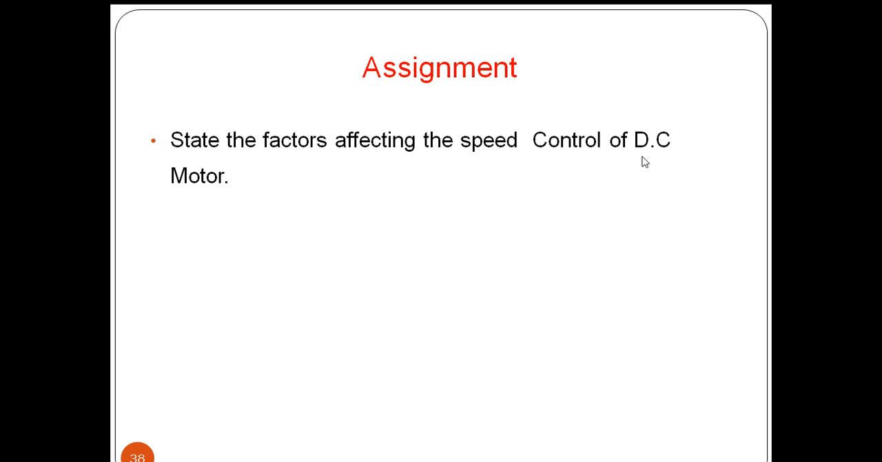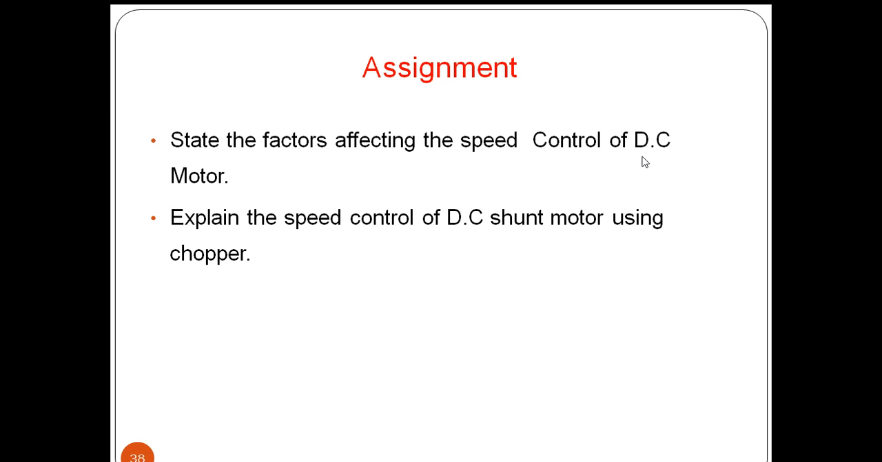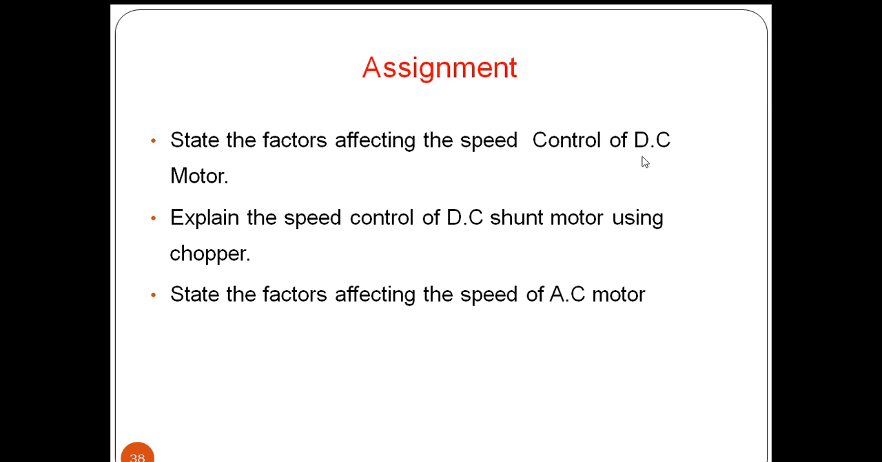So please try to do this small assignment. You write these questions, and do the assignment at your home. Write the answers one time.